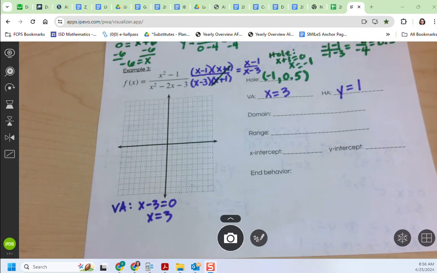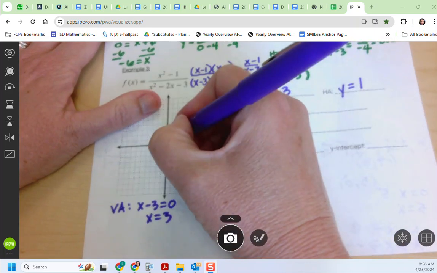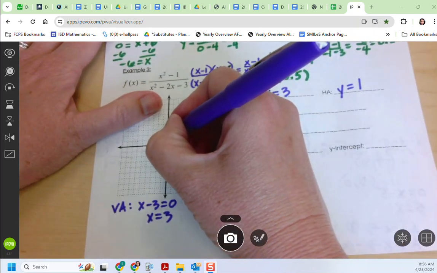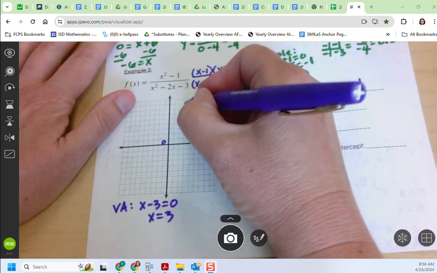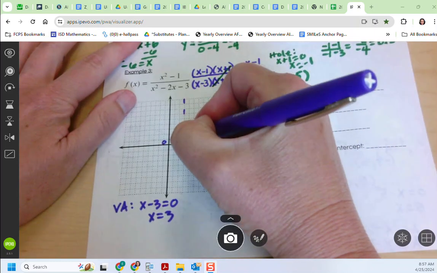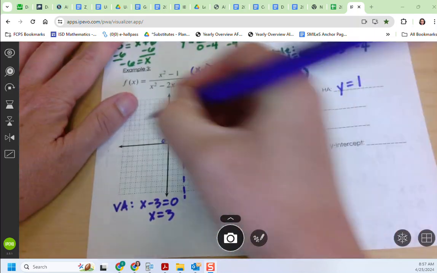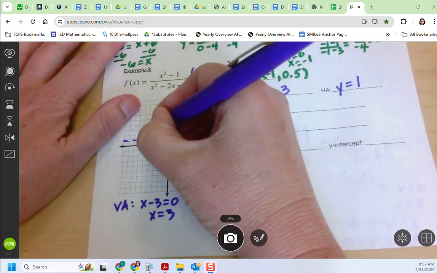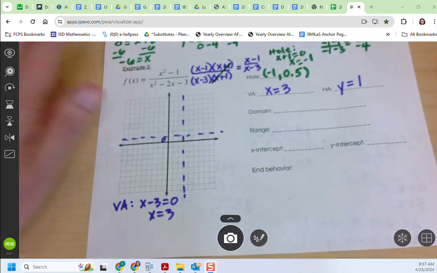We'll do domain and range last, but I'm going to graph those asymptotes and the hole. So -1 and 0.5, there's the hole. And then x equals 3. And y equals 1. Okay, x-intercepts.